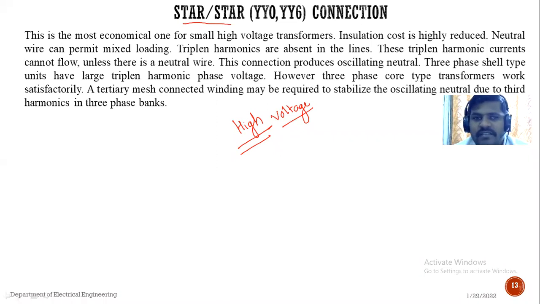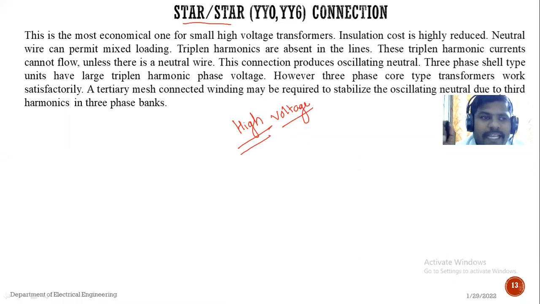Triple harmonics, that means third harmonics, are absent in the line. The triple N harmonic current cannot flow in the transformer unless there is a neutral wire. As long as there is a neutral wire, the harmonic current, that is the triple harmonic current, or we can call it the third harmonic current, would not flow. So this current will produce an oscillating neutral. We are discussing only the star star connection, and the star star connection will produce an oscillating neutral. The neutral will be produced in the form of oscillation.